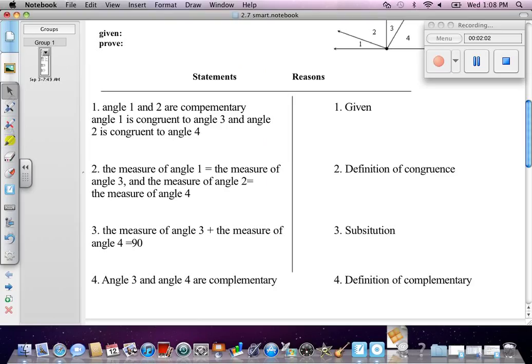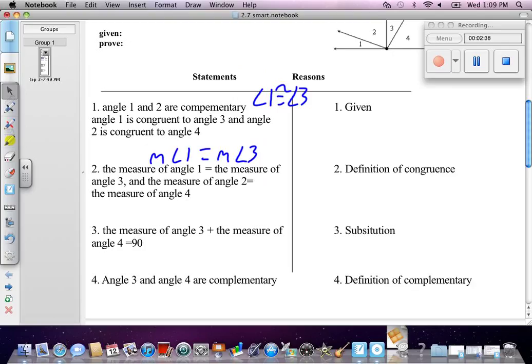Number 2, the measure of angle 1 equals the measure of angle 3, and the measure of angle 2 equals the measure of angle 4 by definition of congruency. So we changed them from congruent to equals. We could have M and then the angle. So all I did was take out the congruent symbols, because up here angle 1 is congruent to angle 3, and we changed it to the measure of angle 1 is equal to the measure of angle 3.